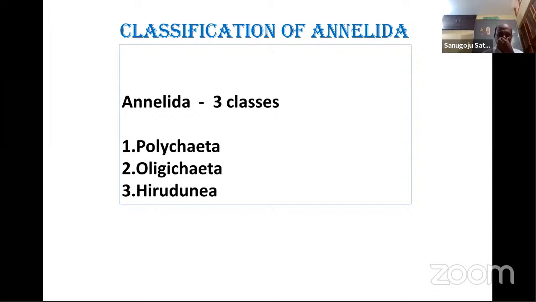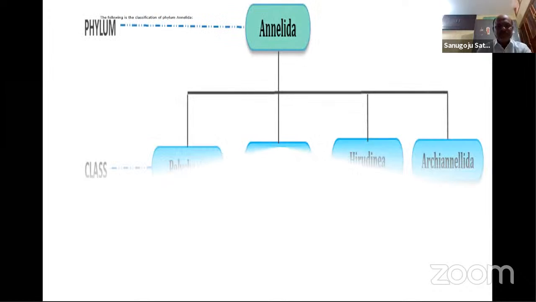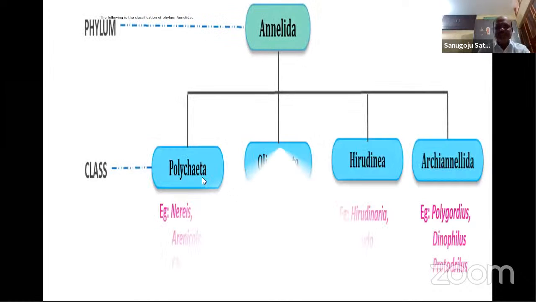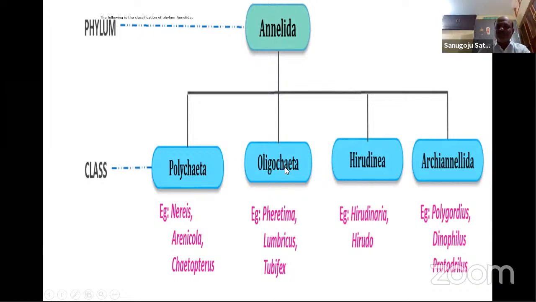Classification of the Annelida: three classes are there, Polychaeta, Oligochaeta, and Hirudinea. Polychaeta have many setae. Oligo means few setae are present. In Polychaeta, the examples are Nereis, Arenicola, and Chaetopterus. In Oligochaeta, few chaetae are present: Pheretima, Lumbricus, and Tubifex. In Hirudinea, Hirudinaria and Hirudo. In Archiannelida, Polygordius, Dinophilus, and Protodrilus are the examples.